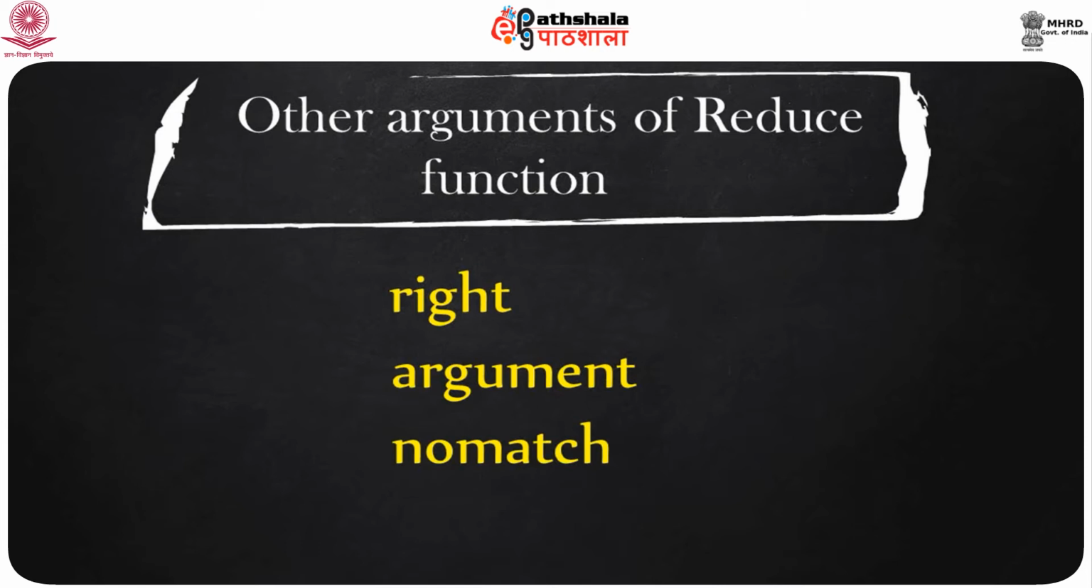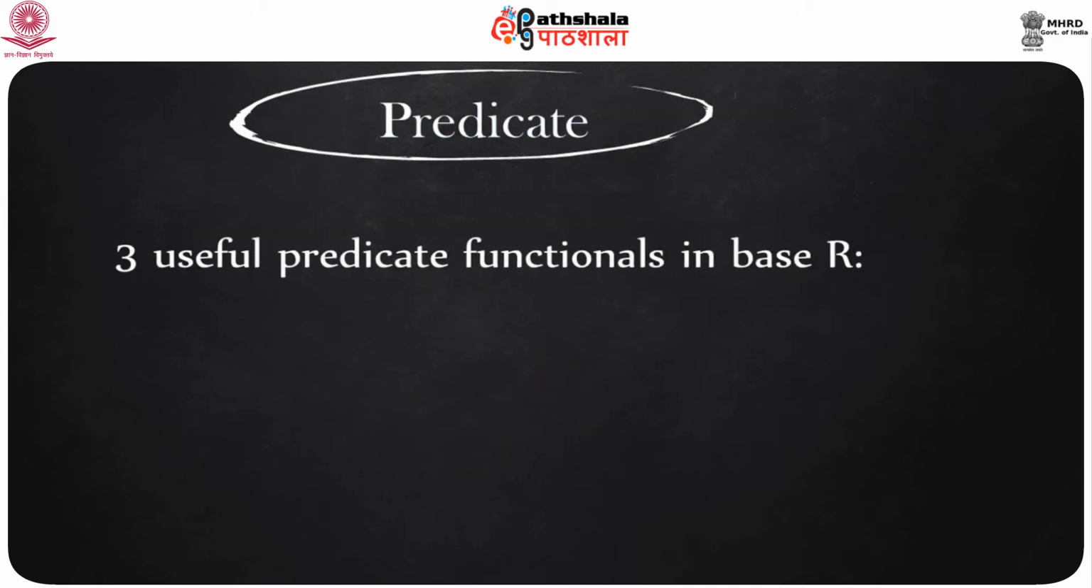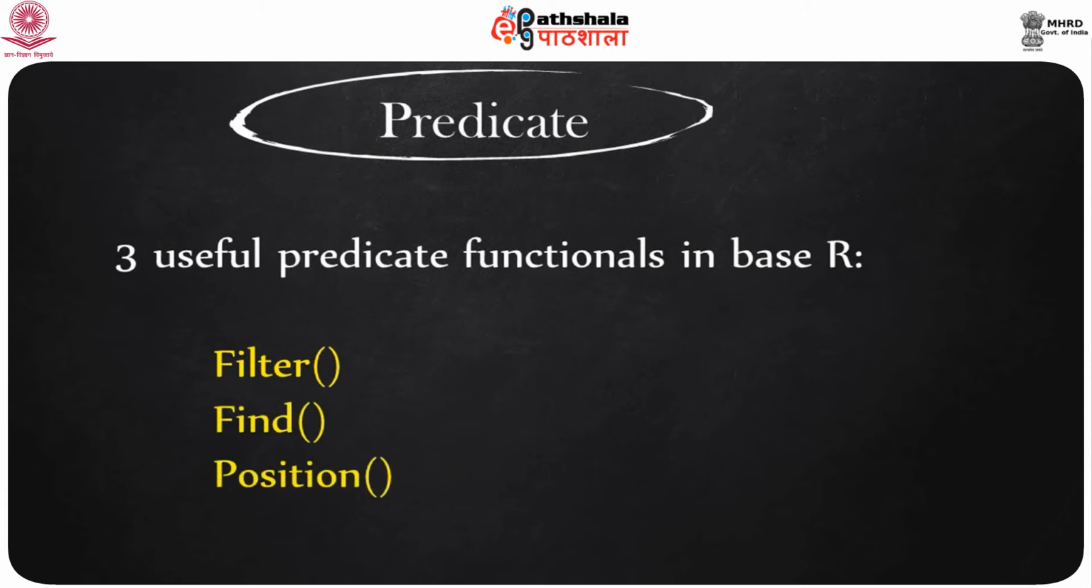A predicate is a function that returns a single true or false, like is.character, is.all, or is.null, and so on. A predicate functional applies a predicate to each element of a list or data frame. There are three useful predicate functionals in base R, which are the filter function, the find function, and the position function. We will take up the detailed discussion of these functions one by one.